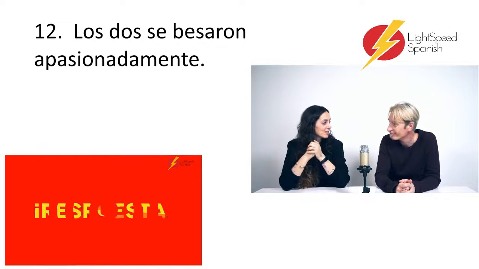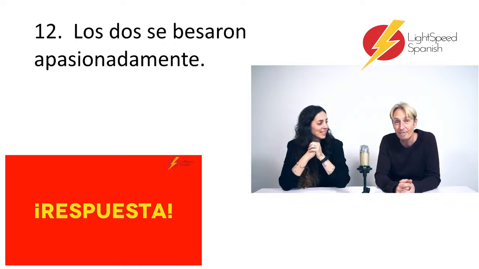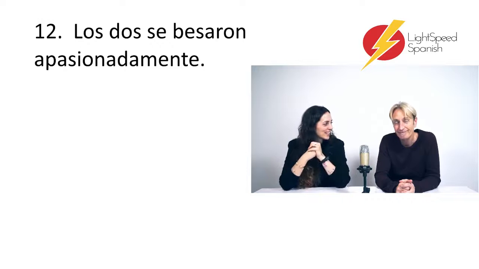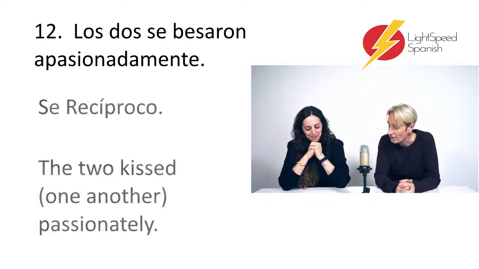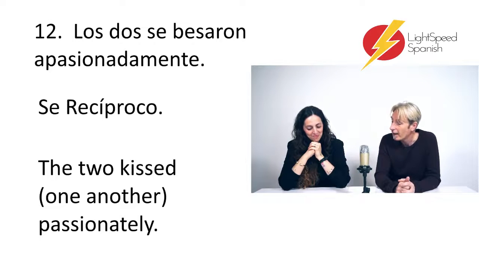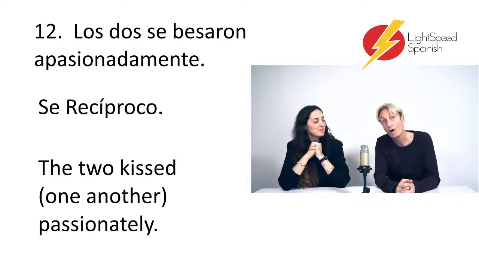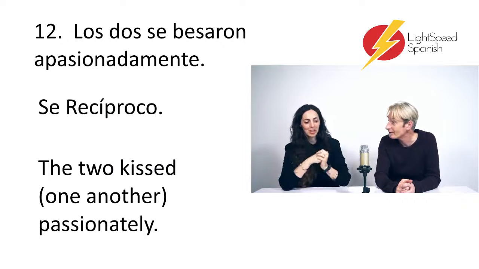Well, if they're going to kiss. Yeah. Absolutely. If you're going to do it right. Yeah, exactly. With passion. Con pasión. So that is the two of them kissed one another passionately. So again, this is the reciprocal. Correcto. Mutual, el uno al otro, correcto. Mutuamente. Muy bien.